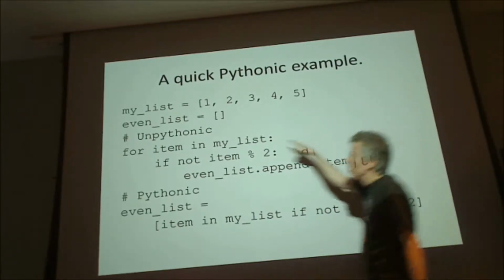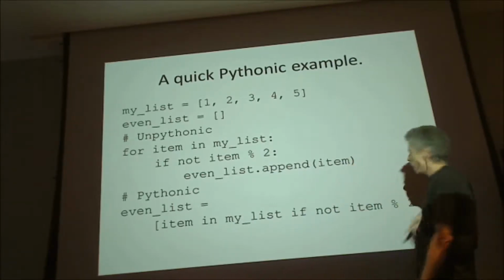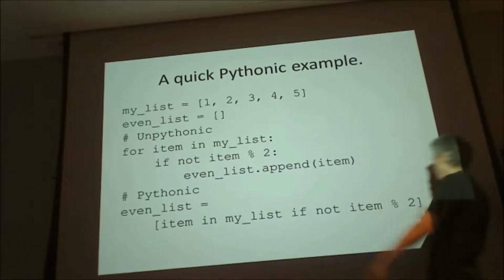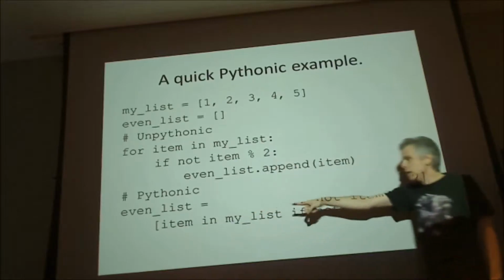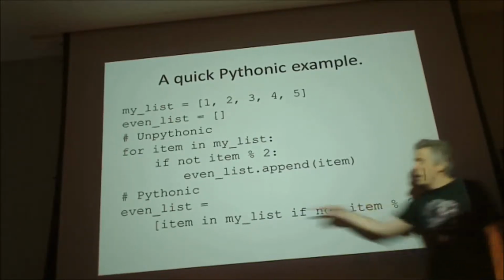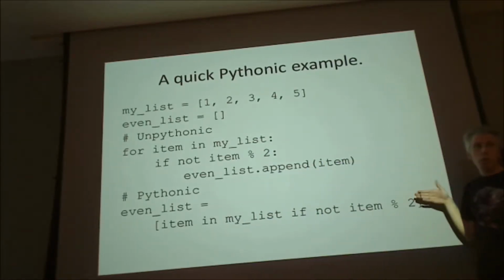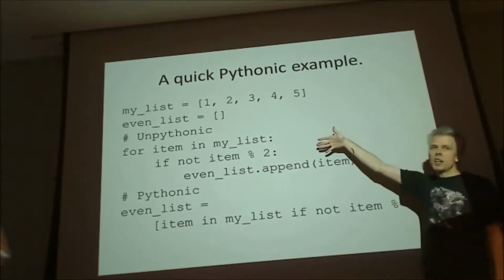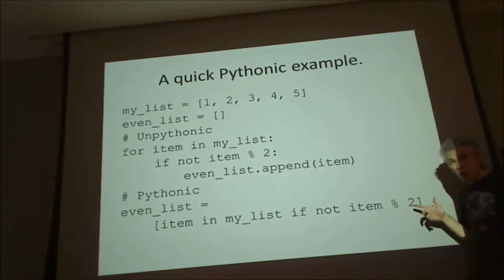Okay, so this is very Java-like. That's how everybody does it. In Python, this all needs to be on one line. I looped it here because I couldn't fit it on the slide. Even list equals bracket item in my list if not item mod 2 bracket. This is called a list comprehension. This one line is equivalent to these 3 lines. This is very Pythonic. This is very not Pythonic. A list comprehension is equivalent to a generator. I talked about this briefly in our lists discussion.